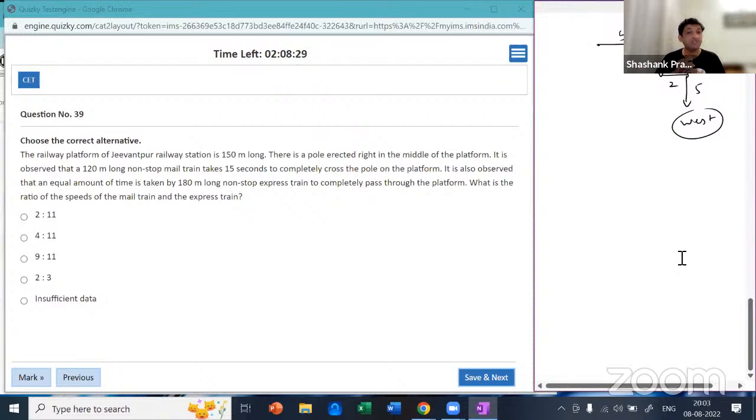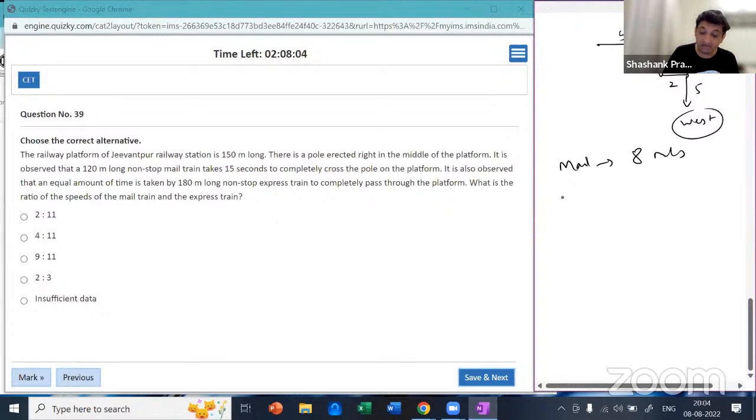A railway platform of Jeevantpur railway station is 150 meters long. There is a pole erected in the middle of the platform. A mail train, 120 meters long, non-stop, takes 15 seconds to completely cross the pole. Doesn't matter, 120 meters in 15 seconds. First train ka speed you will get. Okay, what do we need to find? Ratio of the speeds. Okay, fine. First is mail train. So mail train does 120 meters in 15 seconds. 120 divided by 15 is 8 meters per second is the speed.